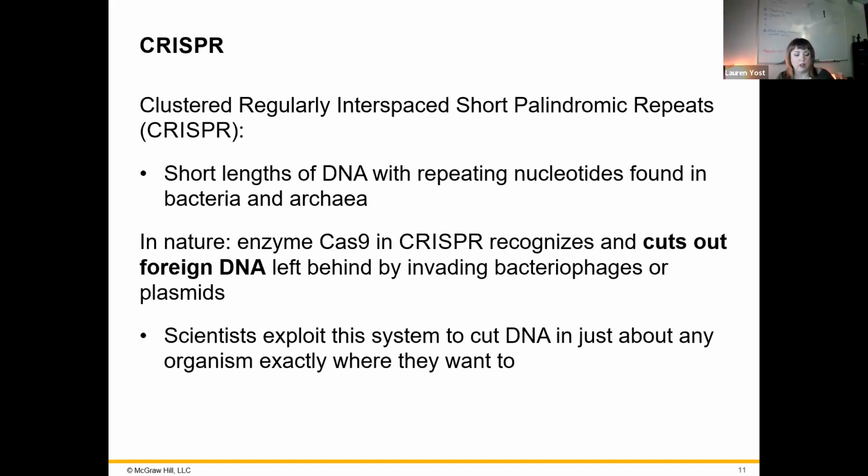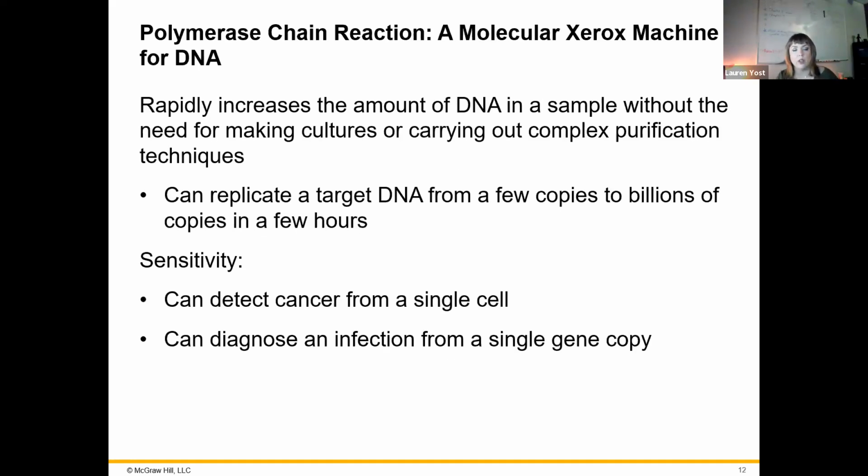And that would allow us to remove genes, as well as hopefully eventually also insert genes, so we can remove a mutated gene and replace it with a working one. That's the idea, right? So that's the CRISPR system.